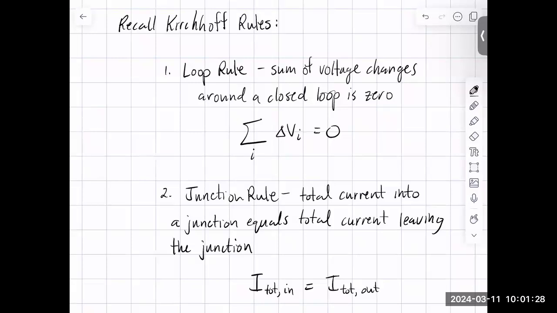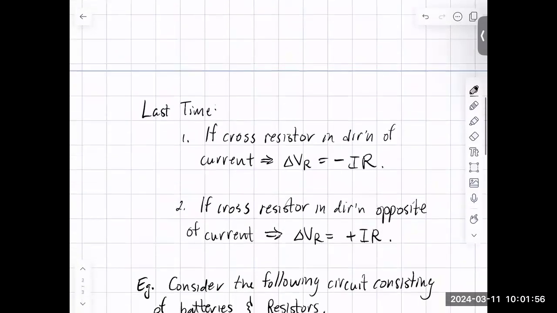The second rule, which we developed more recently, was the junction rule. And it says that if we have a junction in a circuit where we have a bunch of wires splintering off, like a fork in the road, then what we require is that if we sum all of the currents going into that junction, it would have to be equal to the sum of all of the current headed out of that junction. And those are the 2 fundamental rules that will apply.